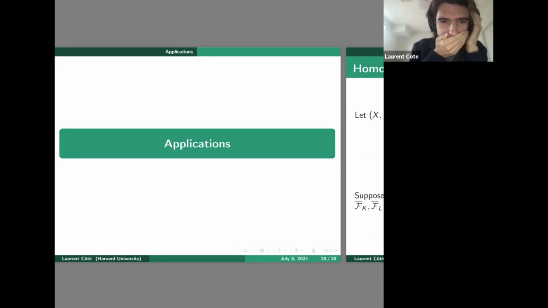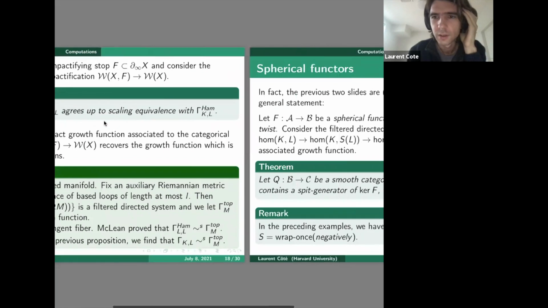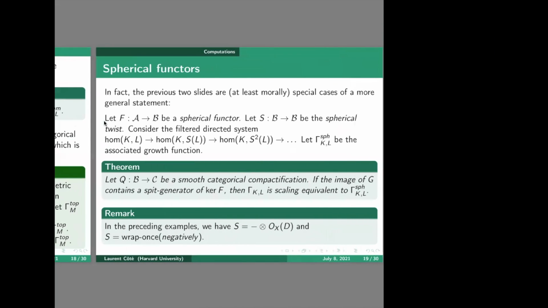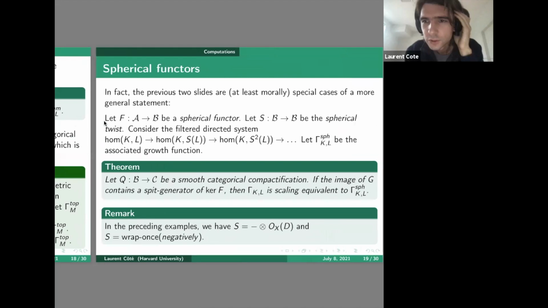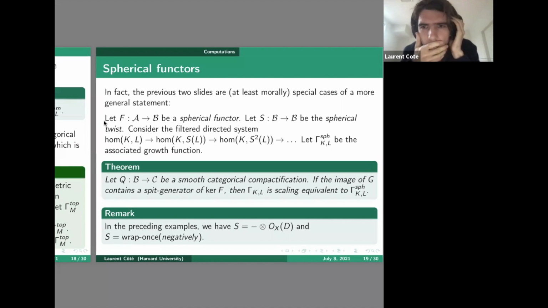It does help, but I have a much more naive question, Laurent. Could you go back to the previous slide where you talk about spherical twists? Sure. There's a capital G. What is G? In the theorem, is that an adjoint? On the right-hand side, smooth categorical compactification if the image G is Q. So sorry, G is Q. It's just a typo.